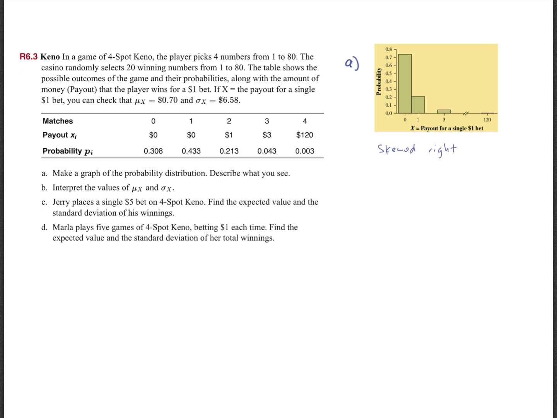Okay, give the mean, give the standard deviation, the shape, maybe mention that there's an outlier. I guess that 120 is a definite outlier. 120, outlier, and then just give whatever they said the mean and standard deviation was.